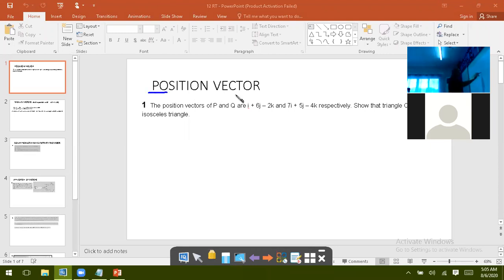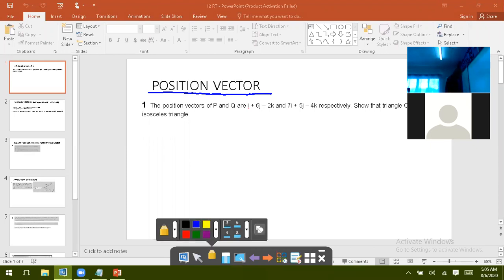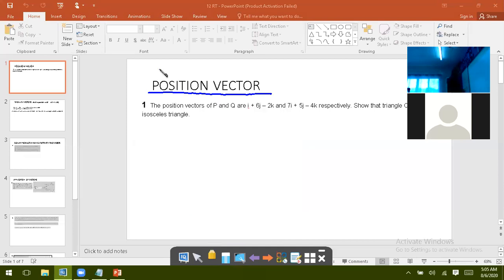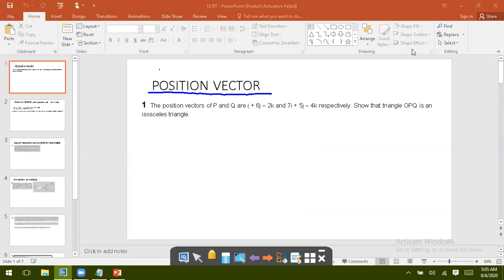All right, so let's look at the example, the position vectors of P and Q. When you see the position vectors of P and Q, that means we are talking about OP, do not forget to put the arrow, and OQ. So we follow the line. What is OP? It's given here: i plus 6j minus 2k. And what is OQ? 7i plus 5j minus 4k.